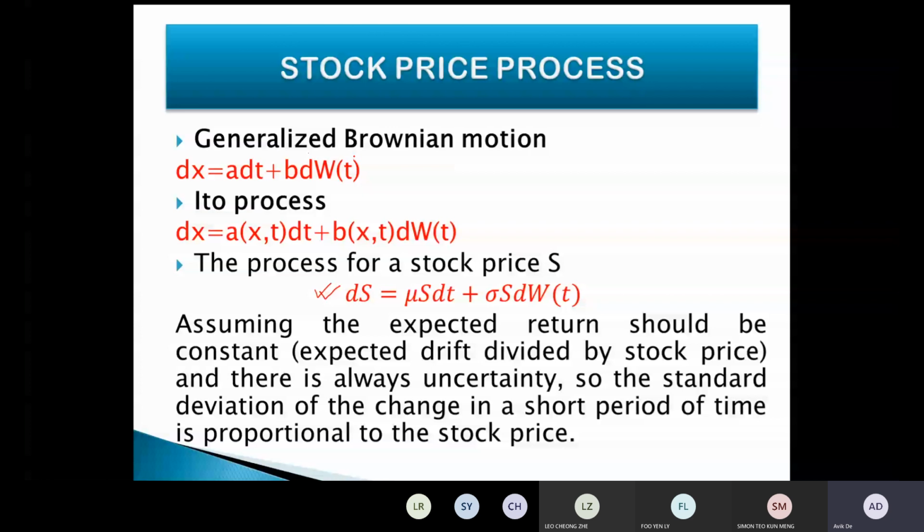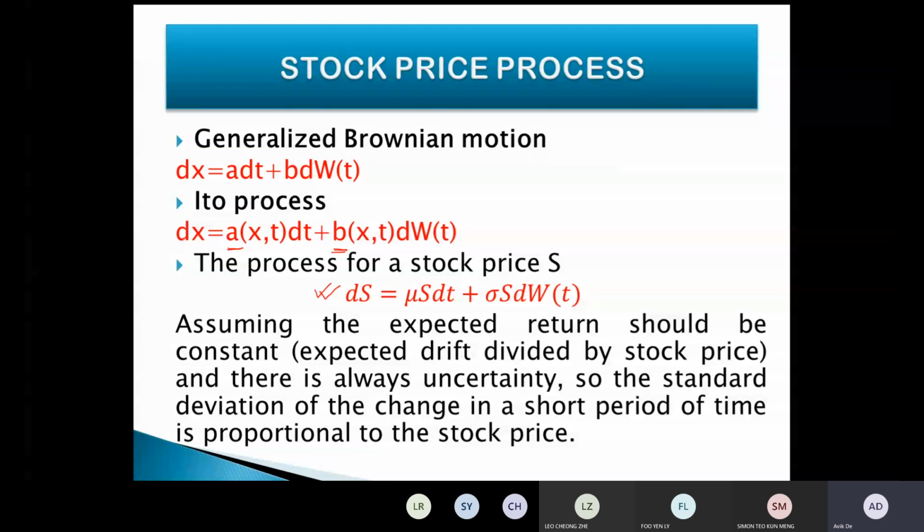What is an Ito process? If dX_t satisfies something almost the same, a(X_t) dt plus b(X_t) dW_t, the only difference is that this a and b are now functions of x and t. They are no longer constants. In the previous case, a and b are constant. But if we consider an Ito process, dX is some function of x and t times dt plus some function of X_t times dW_t. Then we say this is an Ito process.